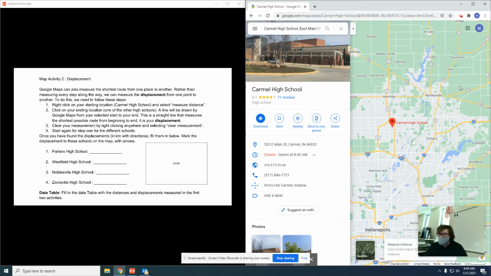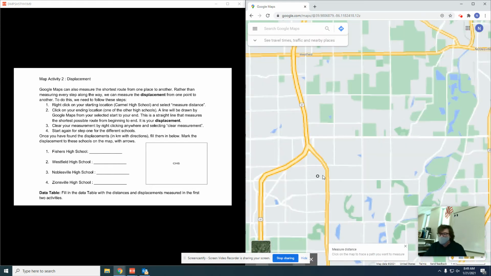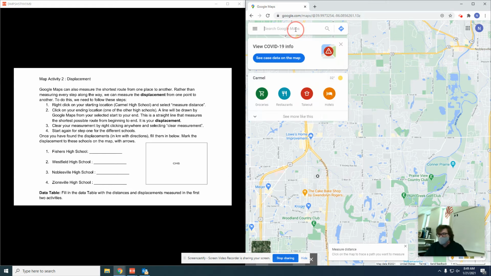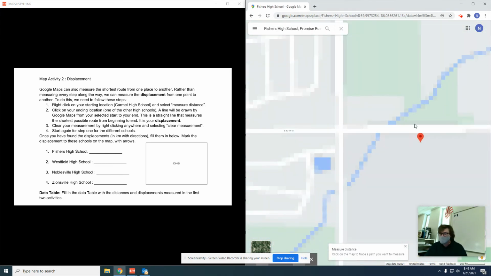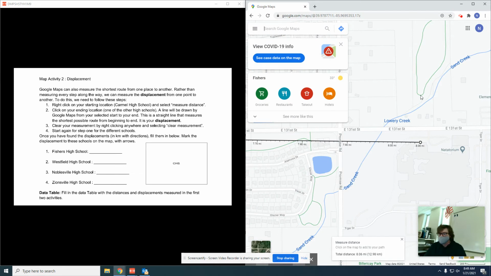And you'll notice if we zoom in, we have this little point. That point is on Carmel High School right now. And then we want to click on our ending location. So to help me find my ending location, I'm going to show you guys Fishers High School. So if I search Fishers High School, it will show me where Fishers High School is. All I have to do is click right on my map.